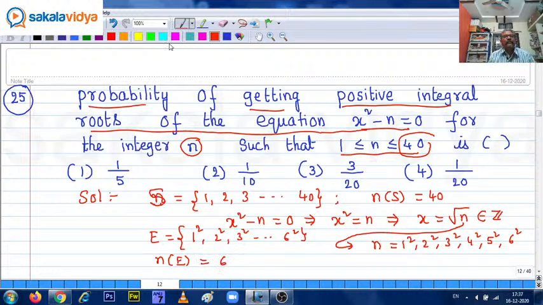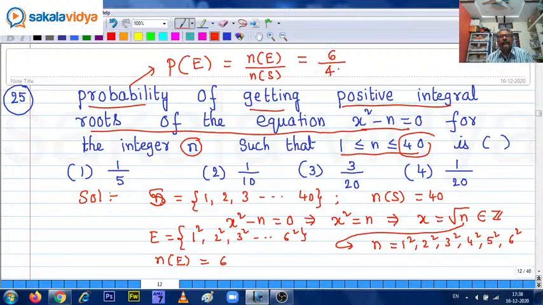Out of 40, 6 are favorable. So the required probability P of E equals n of E upon n of S. Am I correct? N of E is 6 upon n of S is 40. So 2 3s are 6, 2 20s are 40. 3 upon 20 is the right option. So third one. Yes, option 3 is the right option.